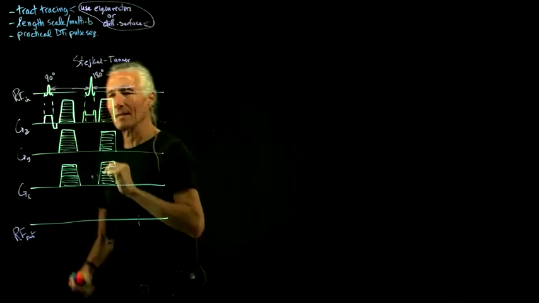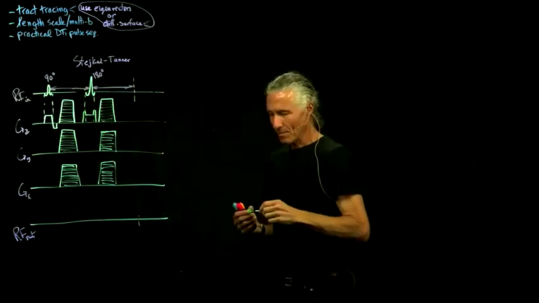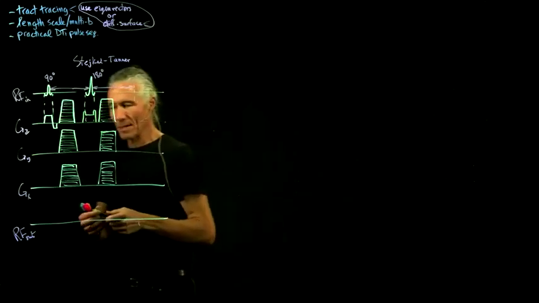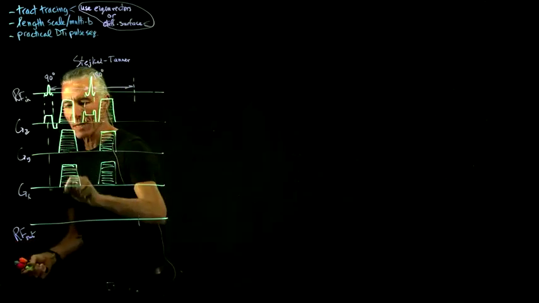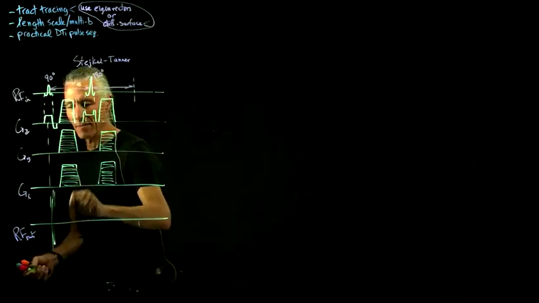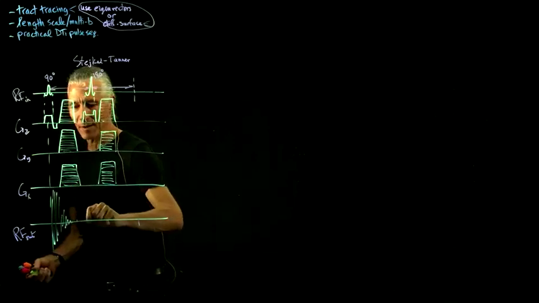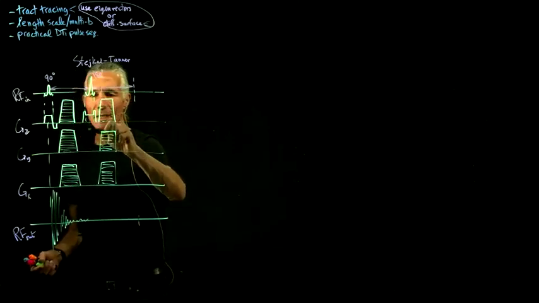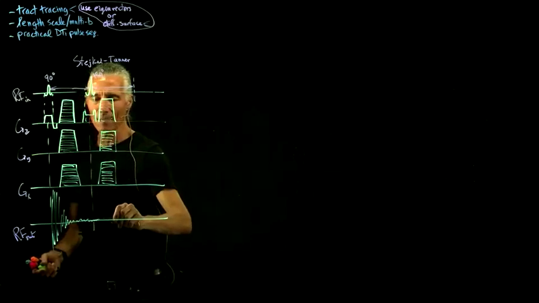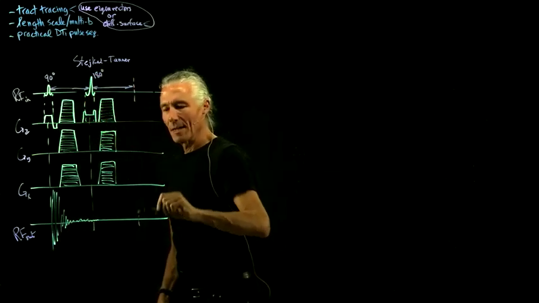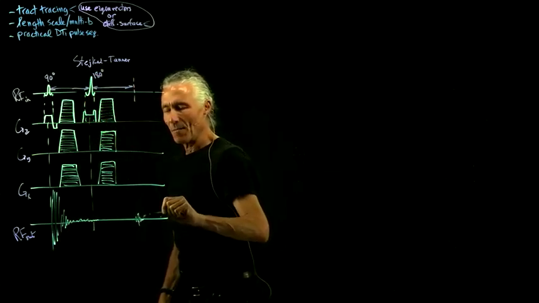That selects the slice. So what comes out is we get like a really big FID, which immediately gets squashed by the gradients, which we don't record. This guy hopefully shouldn't give us anything if it was a good 180. And then here's where we're going to get the echo.